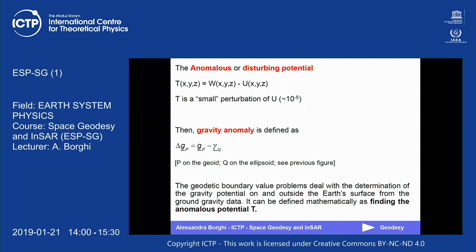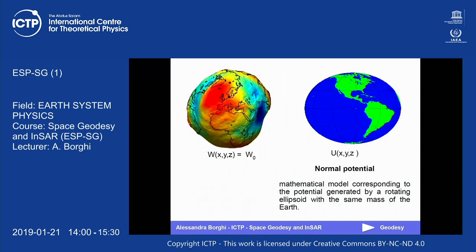So we are going to see that the anomalous potential is the core of the geodetic problem, to have information about the gravity potential of the Earth. To study this, we start from the anomalous potential, the difference between the true potential, the actual gravity potential, and the potential due to the ellipsoid, the normal ellipsoid. This is a representation, it's not correct, the scale is just to give an idea. This is the geoid surface, obtained by a gravity satellite mission.